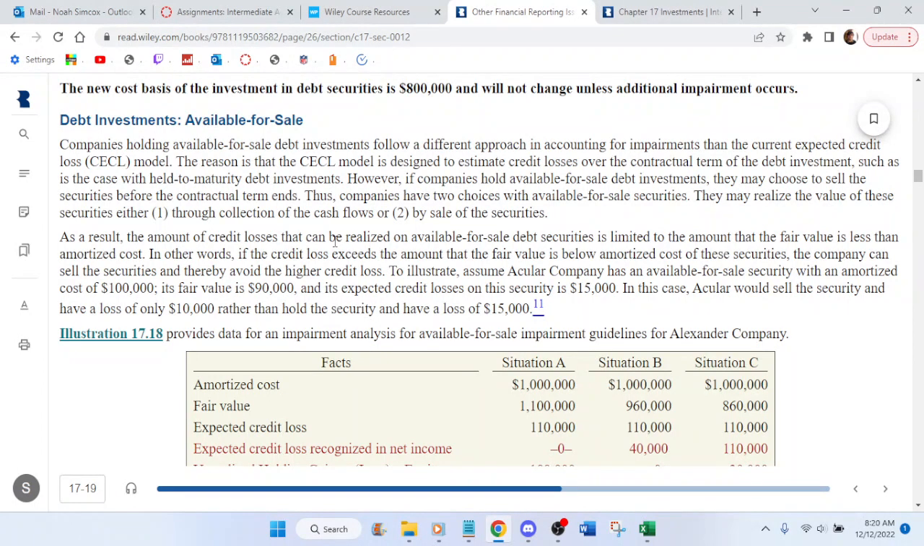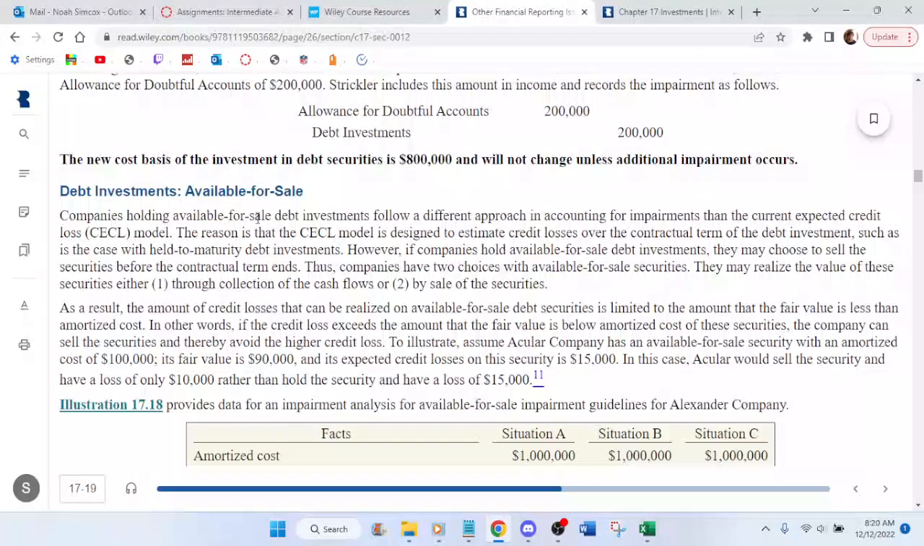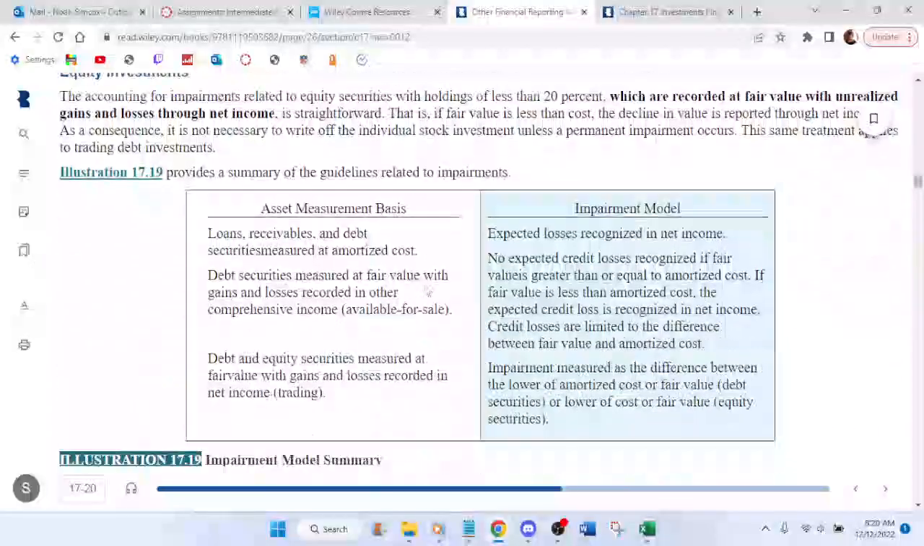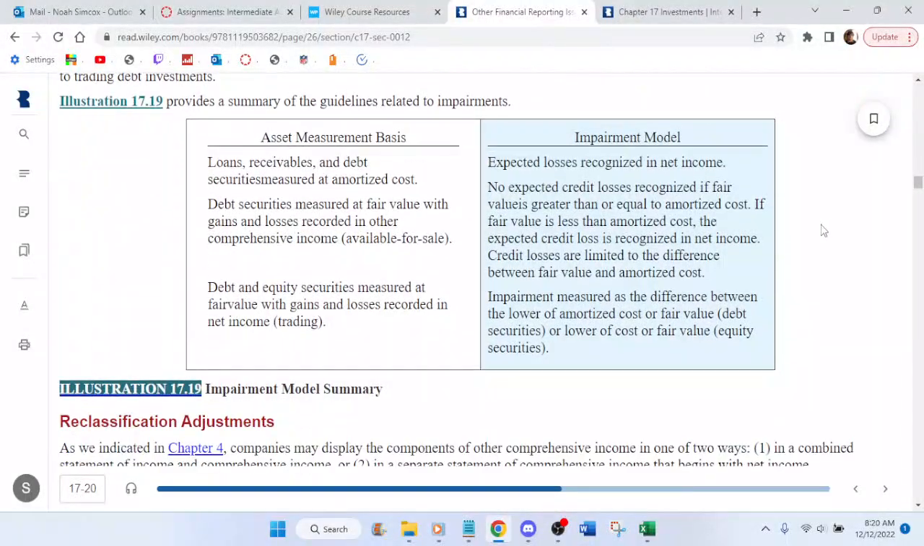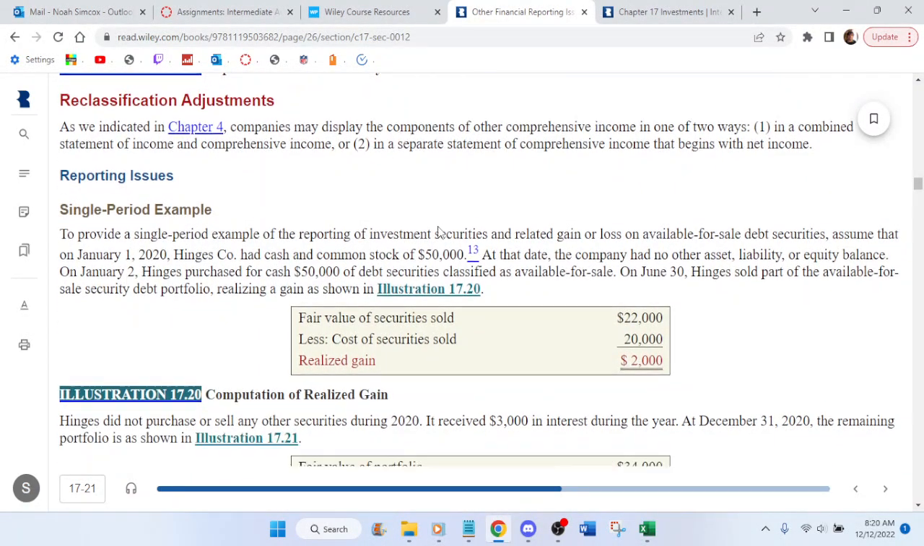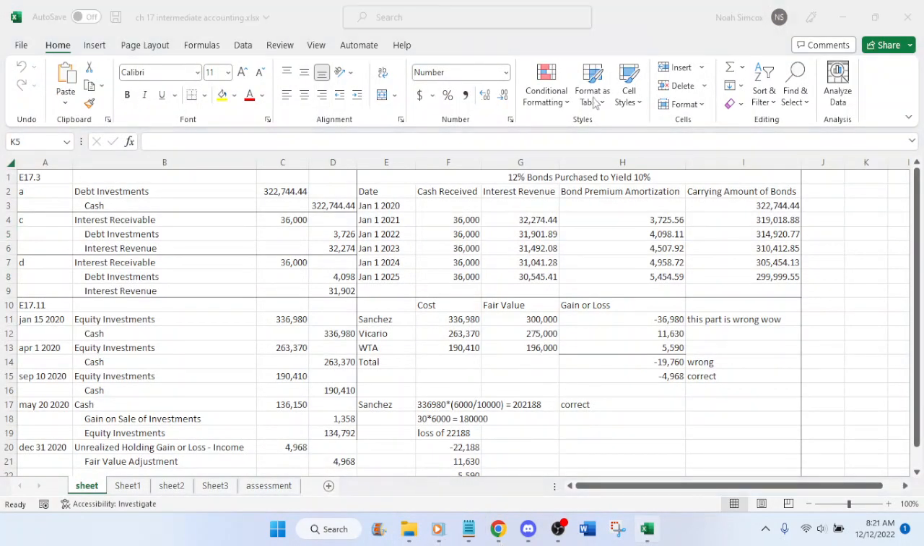So, amortized cost. I don't know if I need to know this because I don't know if this was even on the thing. Okay, so for available for sale, we're going to do... okay, I'm just going to wait until I... and we didn't have a single question about reclassification adjustments. Okay, so let's just skip to the questions finally. I don't know if I should have done all that stuff.